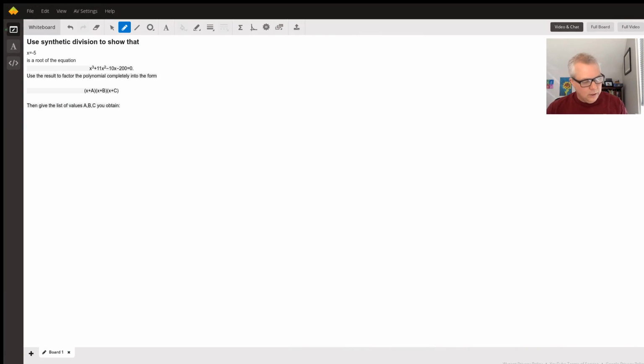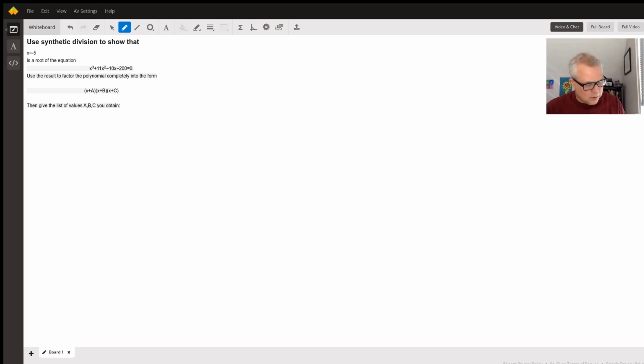So we are going to use synthetic division to factor out an x plus 5 from this polynomial equation. If you've never done synthetic division before, it's going to look a little bit like magic. And it's just a very simple algorithm that takes the place of long polynomial division.